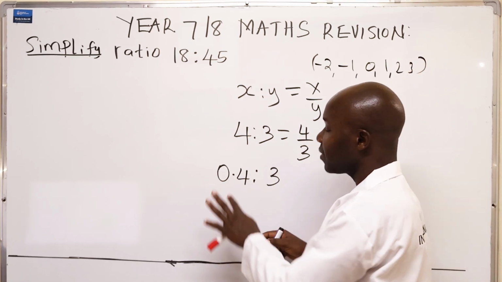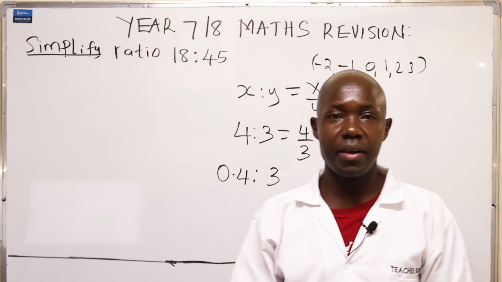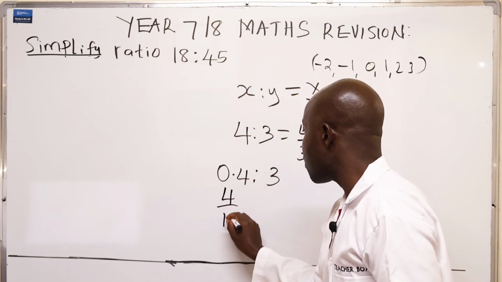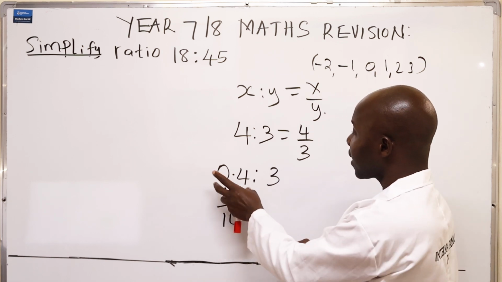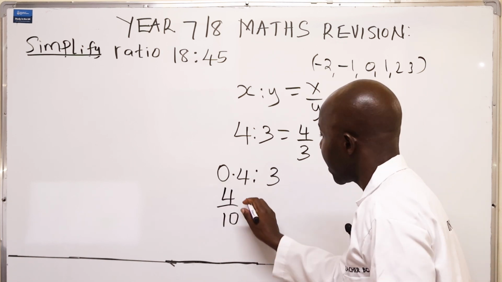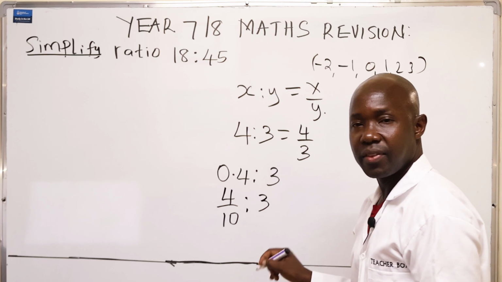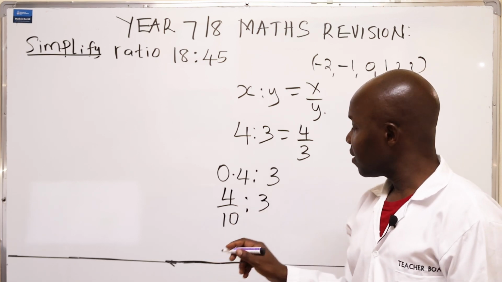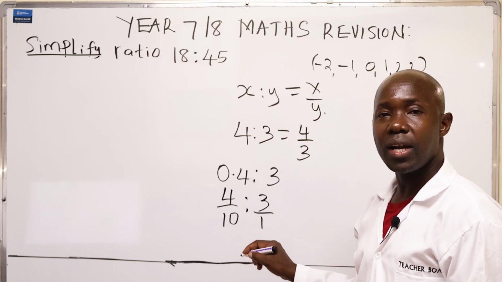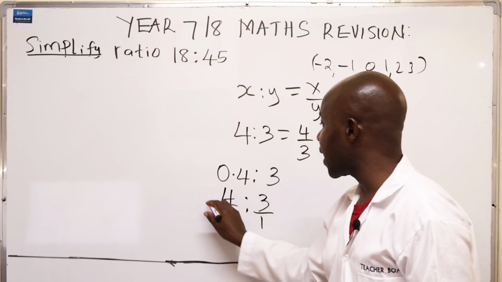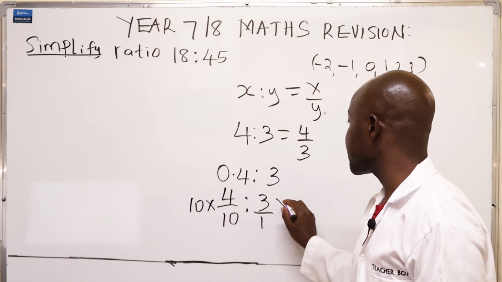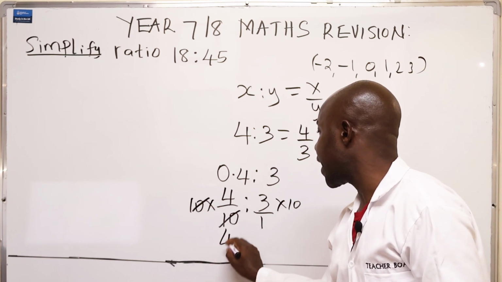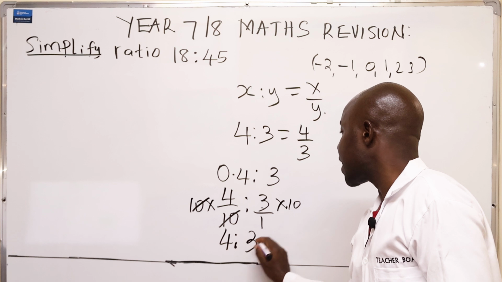So any moment you see a decimal, from the mathematics that we have all learned, 0.4 can be written as 4 out of 10. So instead of writing 0.4 ratio 3, I write 4 over 10 ratio 3. But remember I said there are no fractional ratios. So we have to put the whole number over 1. Then we multiply both sides by 10. Multiply this by 10, multiply this by 10, so the 10 will cancel out. I will get 4 ratio 30.